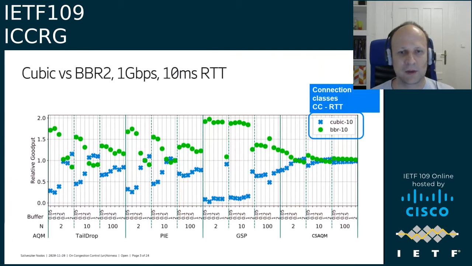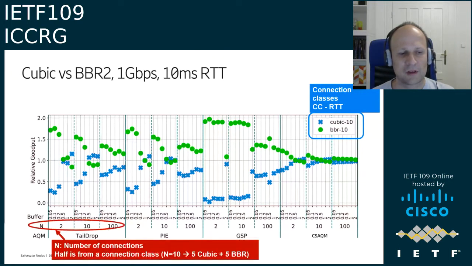So this is an example of the measurement results. We have 2 connection classes. Connection classes are identified by congestion control and RTT. So this was cubic with 10 millisecond and BBR with 10 millisecond RTTs over a 1 gigabit per second bottleneck. We changed the number of connections.